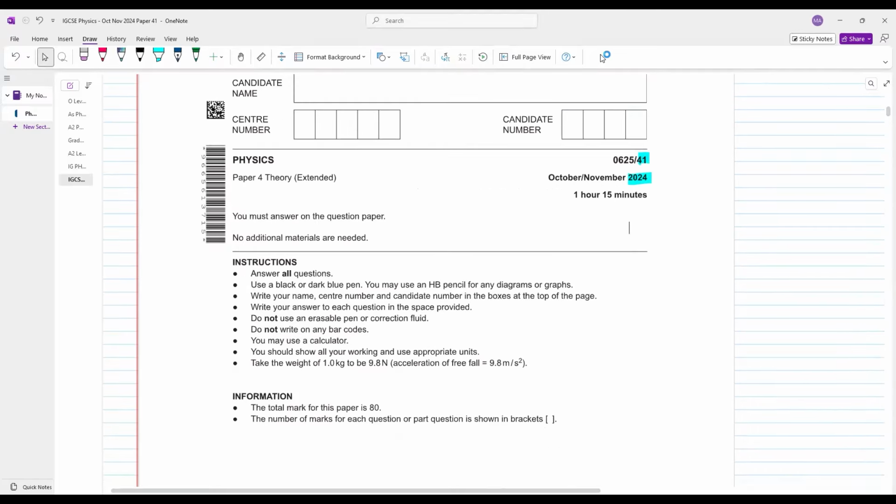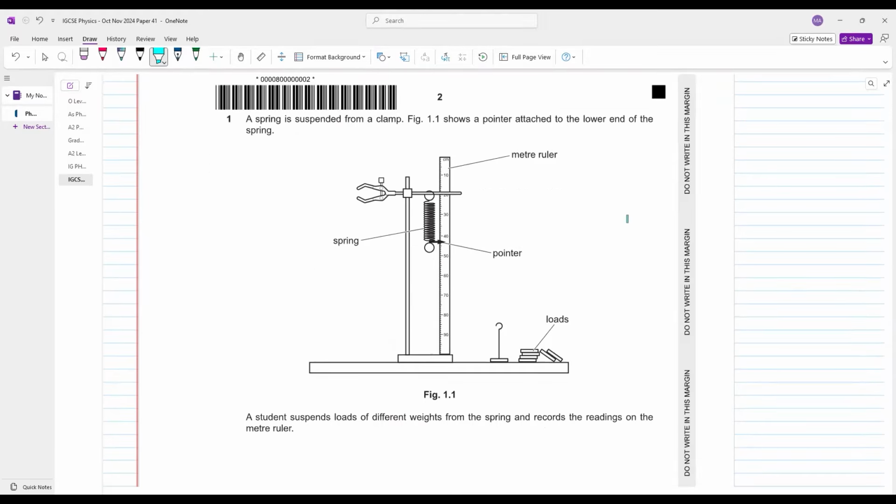This is a 1 hour 15 minutes paper. So let's dive deep into this. A spring is suspended from a clamp. Figure 1.1 shows a pointer attached to the lower end of the spring. A pointer is attached to the lower end of the spring.